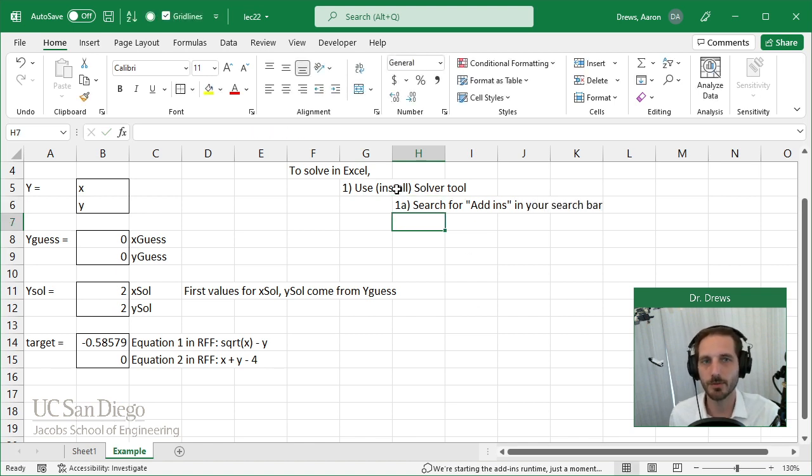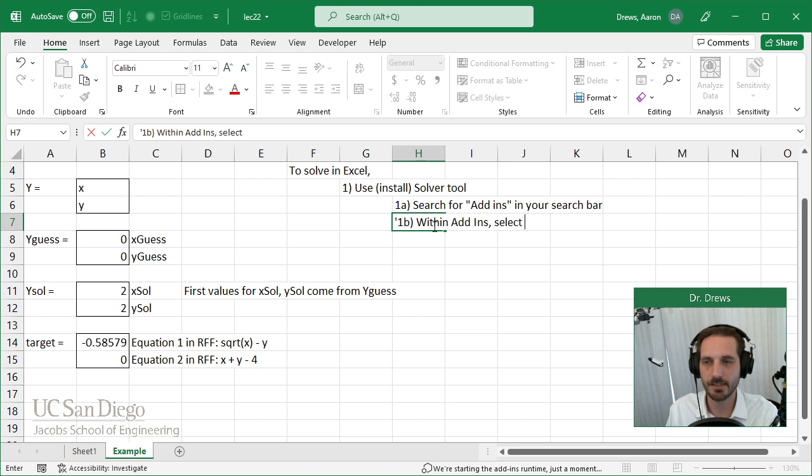So the search bar that I'm referring to is this bar up here at the top, which I can kind of hover my mouse on enough to highlight. So you can look for add-ins up here, and you just search for add-ins. And then within the add-ins window, select Solver.